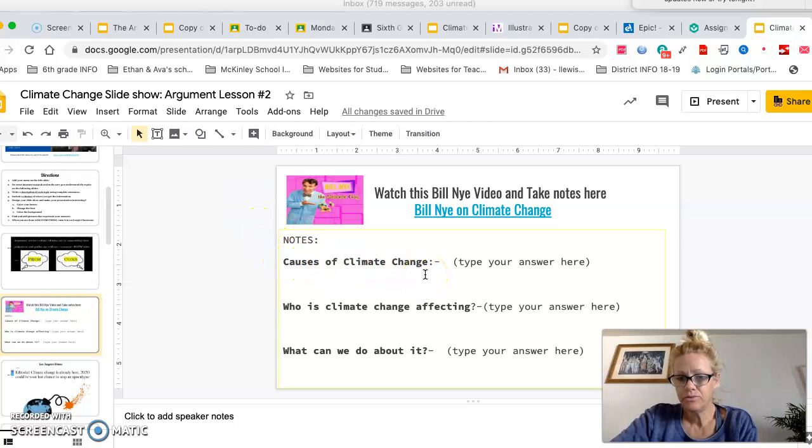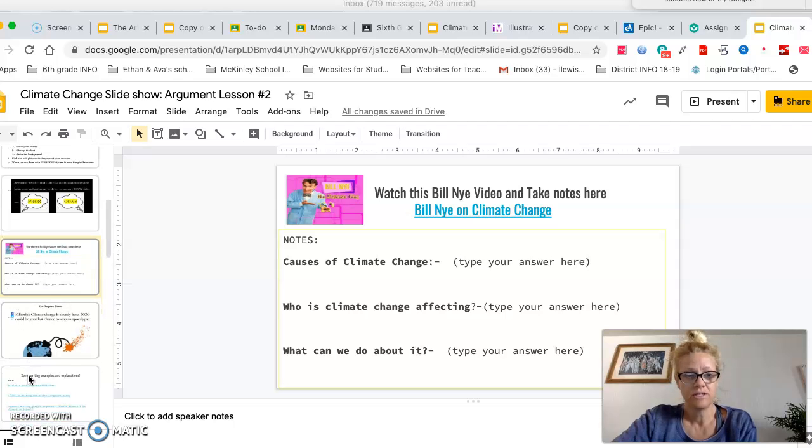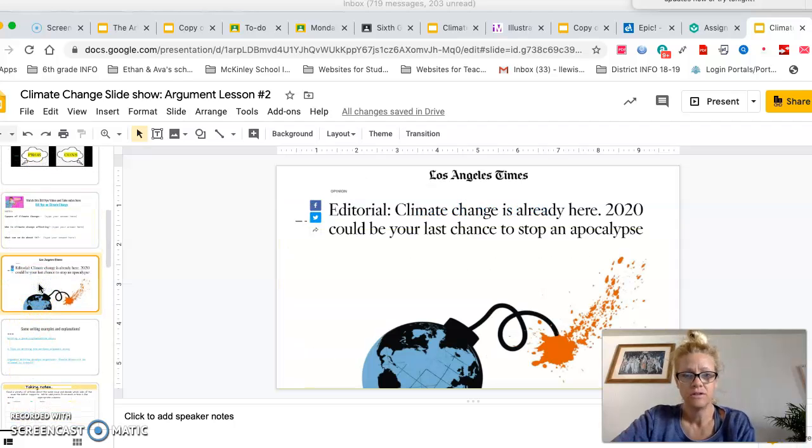Okay, this is for you. What are the causes of climate change? And you can type right on each document because I made you each your own copy. Who is climate change affecting and what can we do about it? Okay, so that's some other research that you're going to be doing to gather your information.